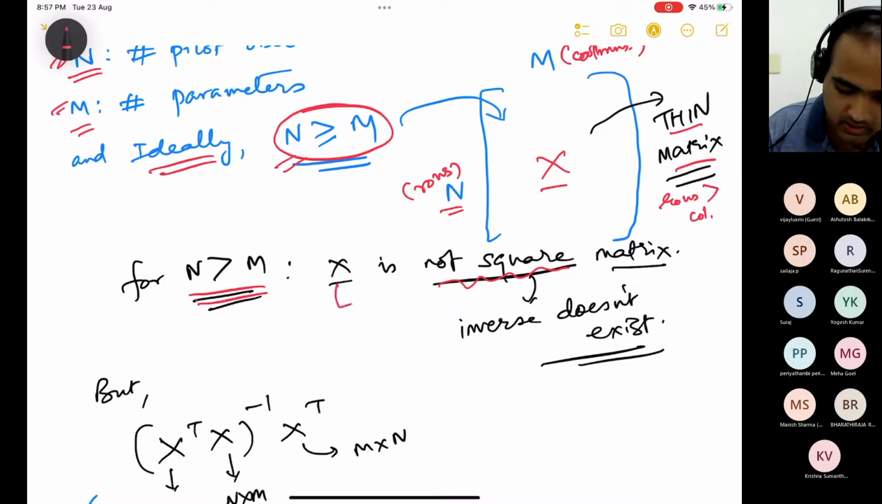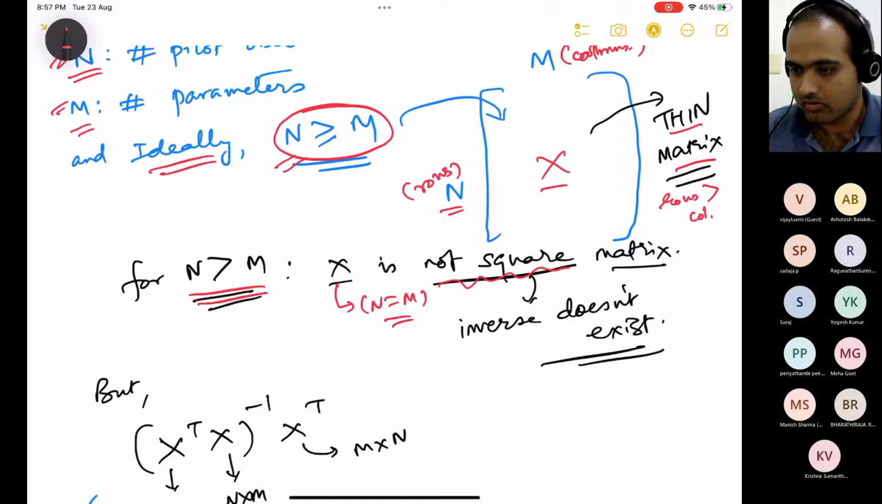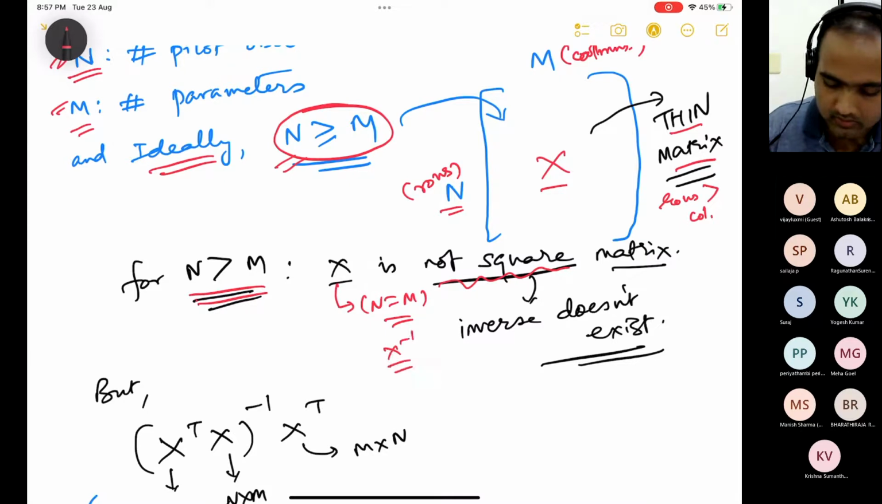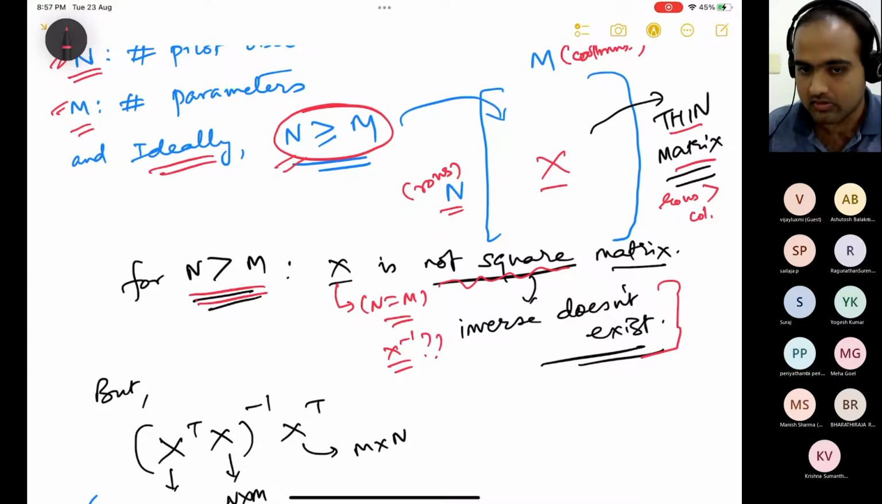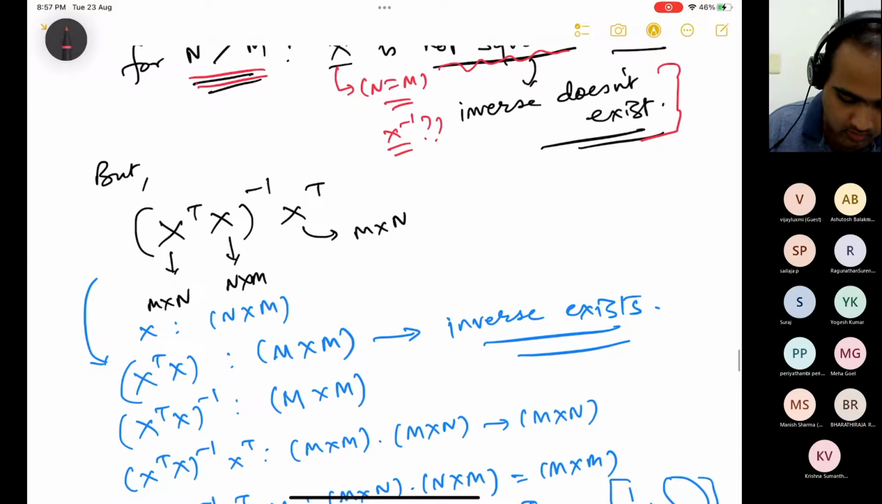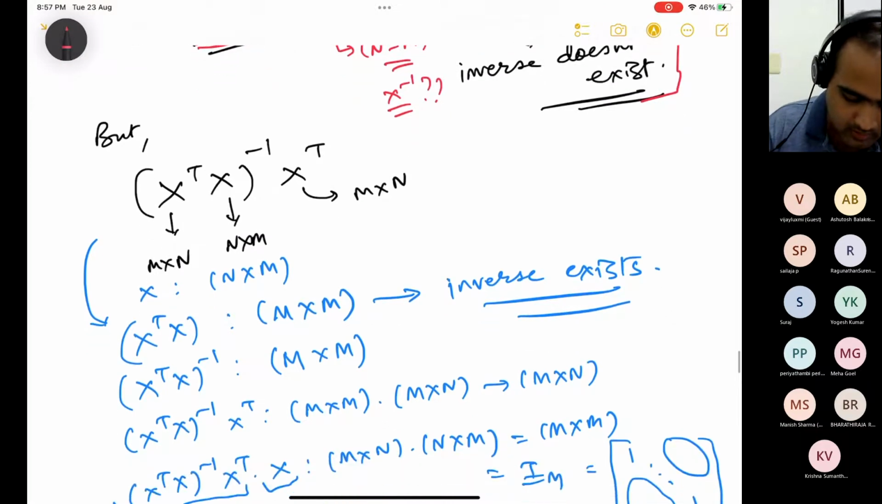When will X be square? Only if n equals M, that is, the number of rows equals the number of columns, and we have a square matrix. But what if n is greater than M? In that case, we don't have a square matrix. So how will we compute X inverse? X inverse does not exist. How will you compute X inverse? It doesn't exist.